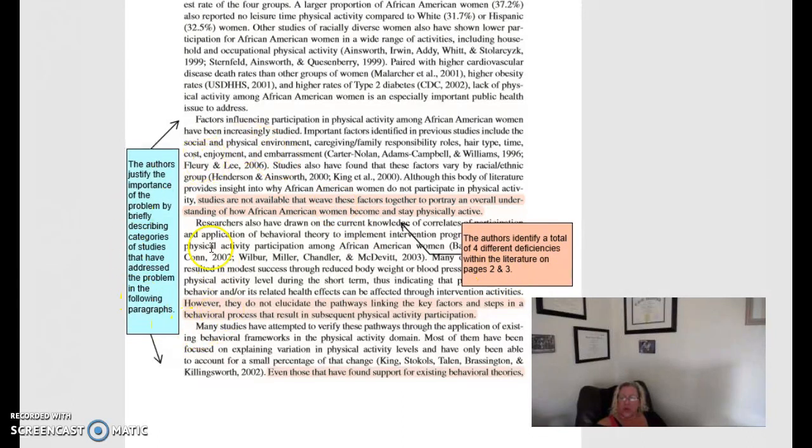So in your literature review, this is what you want to do. You want to show that this problem that you want to solve and that you want to study, you want to show it's important, and you want to do that by citing various articles, okay, that have studied this in the past and that have shown that this is an important topic and an important problem to study.